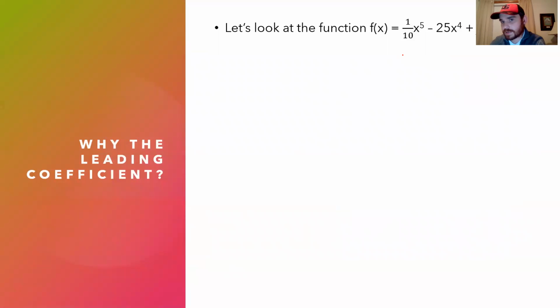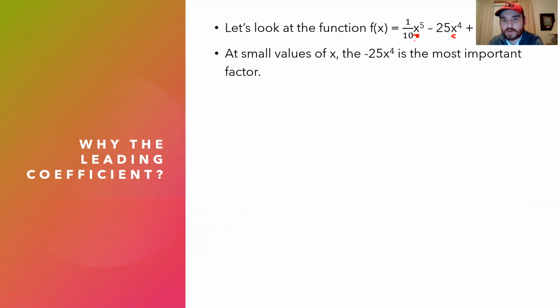Right? For instance, when x is 0, we have a 0 to the 5th, which is 0 times 1/10, 0. 0 to the 4th, 0 times 25, 0. So we have 0 minus 0 plus 3. So this 3 is the main determining factor when x is 0. But the bigger x gets, the more important this is going to get, even though this number seems bigger, right? We've got a 25 times x to the 4th, and that's going to be a lot more important in small values of x.